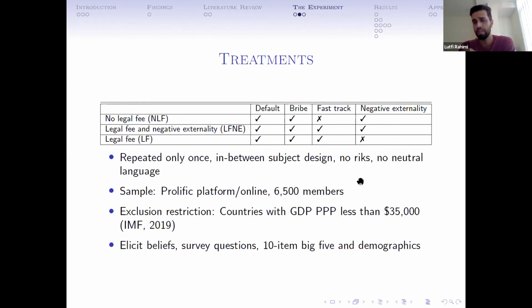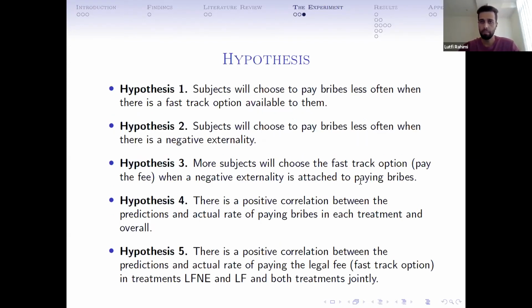Which brings in the behavioral aspect, or contributions, of the paper. We collected the 10 item Big 5 and a demographic large data set that comes with Prolific that includes nationality, first language, country of residence, employment status, age, etc. So we collect all of those. With that, our hypothesis.